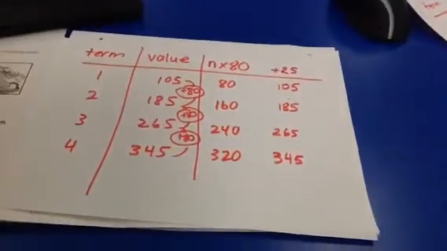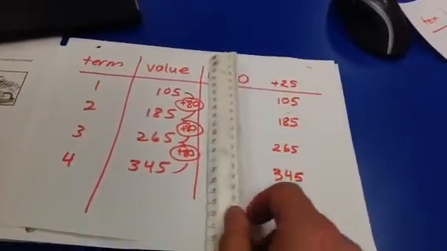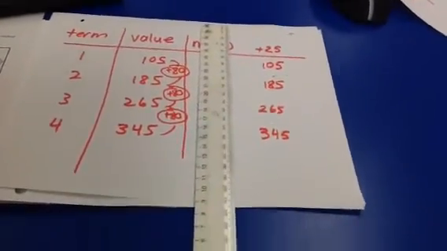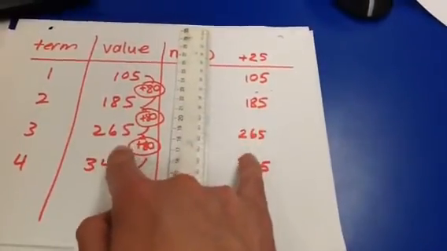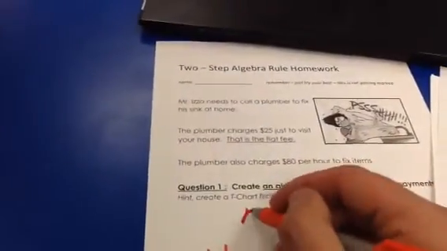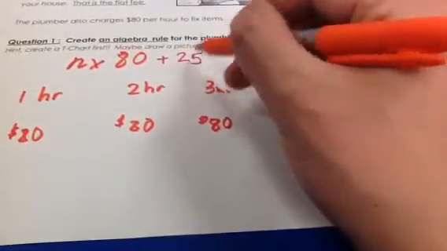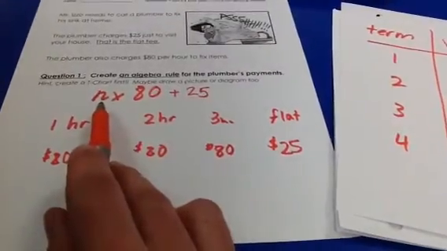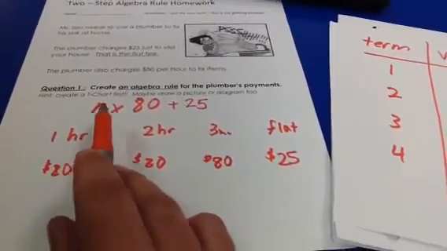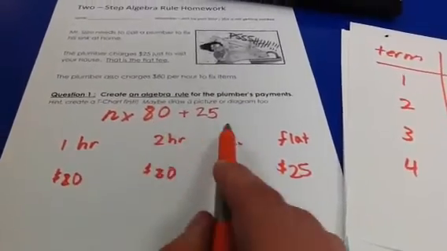And then I ask them to cover up that column and ask themselves, are the numbers now matching? Which they are. So you know that the algebra rule is correct. So the algebra rule for this problem would be n times 80 plus 25, which makes total sense to us because it's going to be n, which is the number of hours, or you could even assign another variable like h, times 80 for the number of hours, plus 25 for the flat fee.